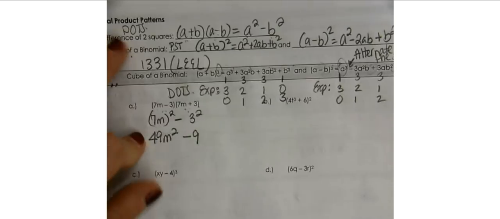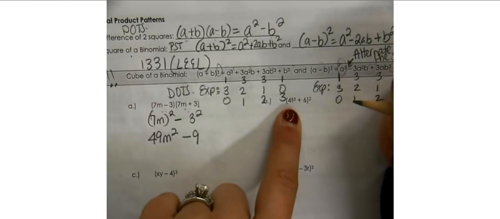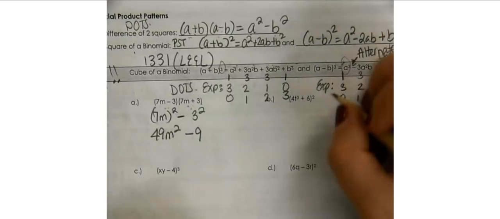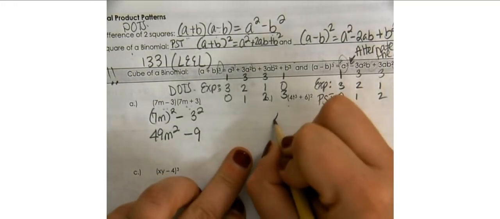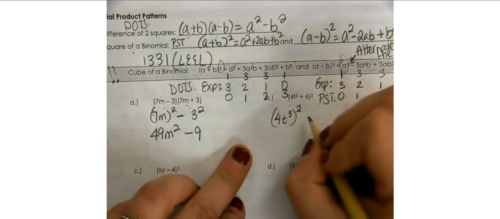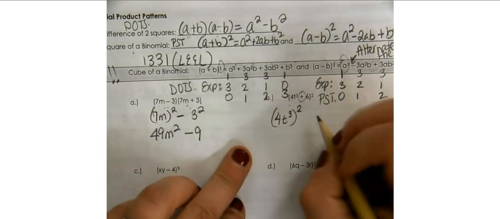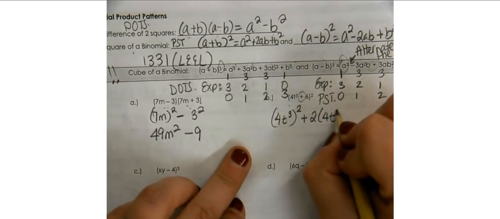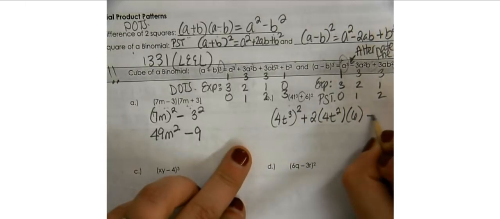Let's look at letter B. We have 4t to the third power plus 6, squared. This is a perfect square trinomial. So we take our first term, which is 4t cubed, and square it. Then, because it's a plus sign, plus 2 times 4t cubed times 6. Then plus my last term, which is 6 squared.